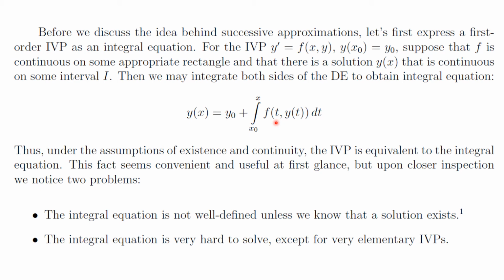And so that is f of x, y. And so you see this is a solution to the integral equation, and the integral equation is equivalent to this. And notice that if you put x0 in for x, that means I'm integrating from x0 to x0. That means this is 0. And so y at x0 is equal to y0. So this IVP is equivalent to the integral equation.